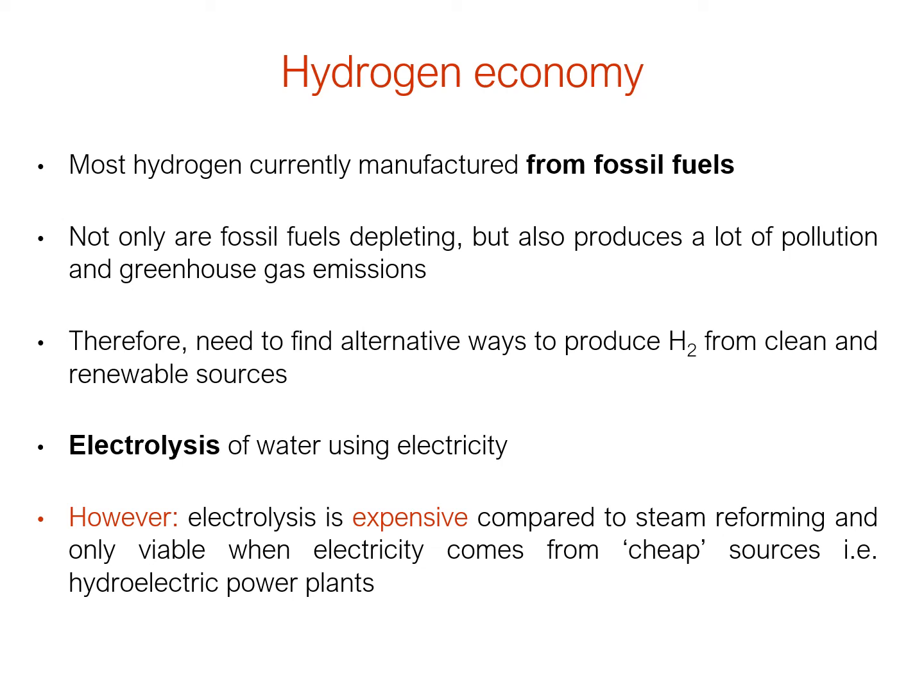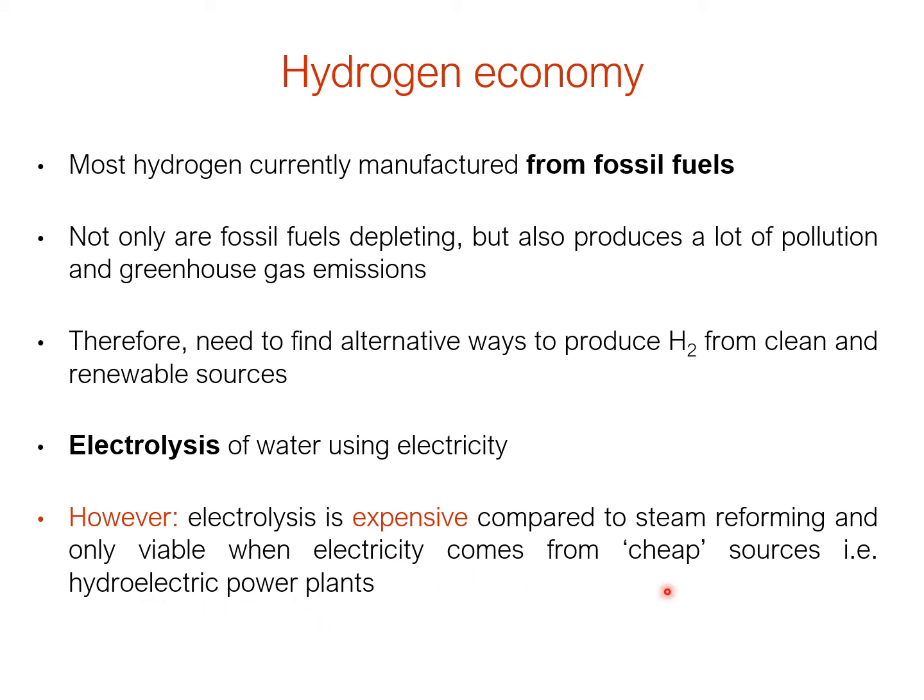And electrolysis of water is a very clean way to do it. We take water, which is H2O, and split it using electricity into hydrogen and oxygen. So the process itself seems very clean. You just get hydrogen, the only byproduct is oxygen. There are a couple of drawbacks though. The first one is that electrolysis is much more expensive than steam reforming, so therefore it's not attractive. And it's therefore only viable when electricity comes from cheap sources, such as hydroelectric power plants.